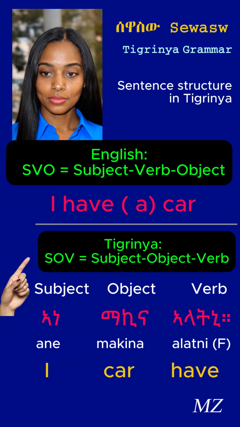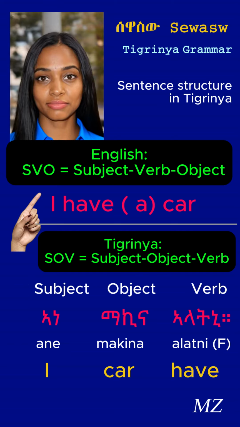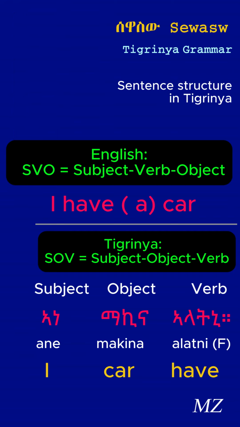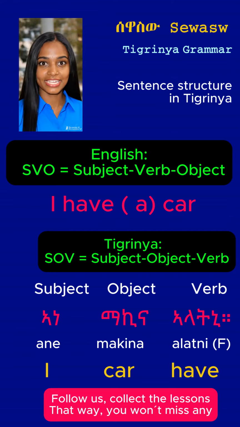Let's look at an example. In English, I have a car. In Tigrinya, ana makina ala tini. In Tigrinya, the verb comes at the end of the sentence.